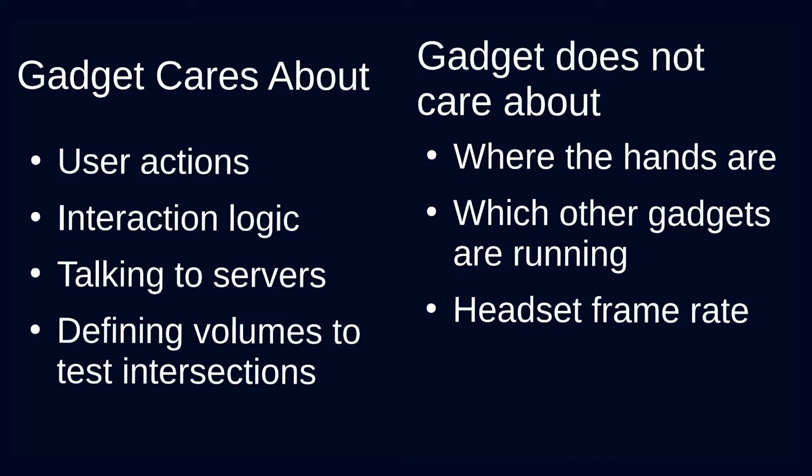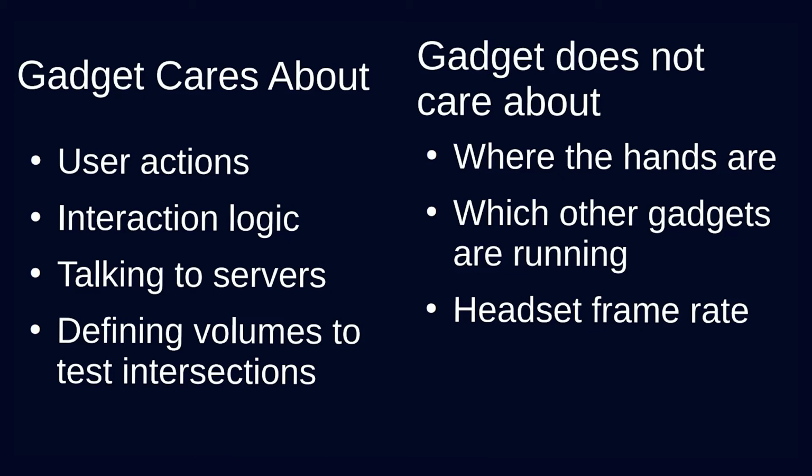This includes talking to servers. Gadgets have access to WebSockets. They have access to HTTP requests. They have access to WebRTC. So they can do a lot of different things that would interact with a network, and they might implement any number of features.